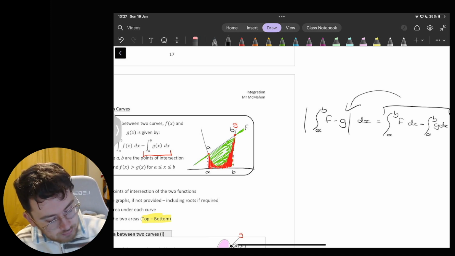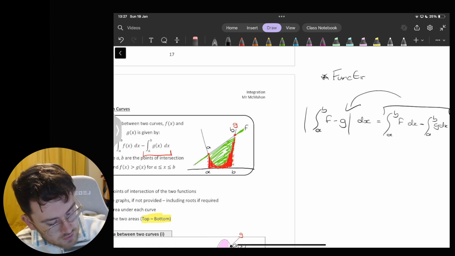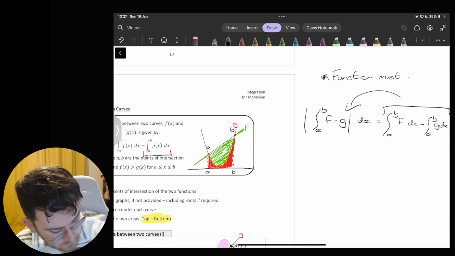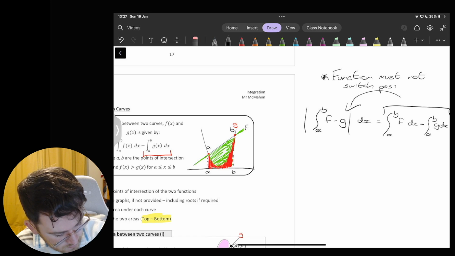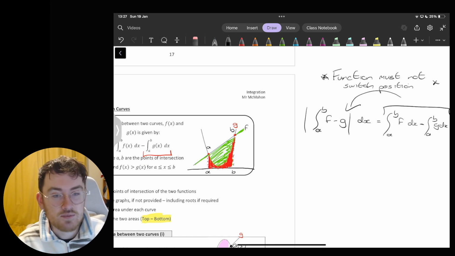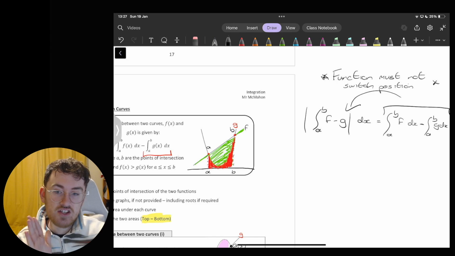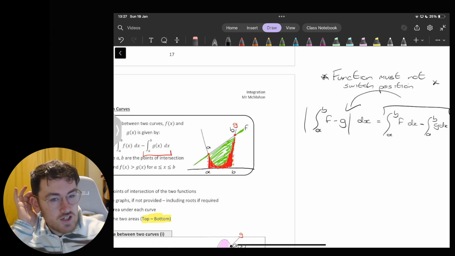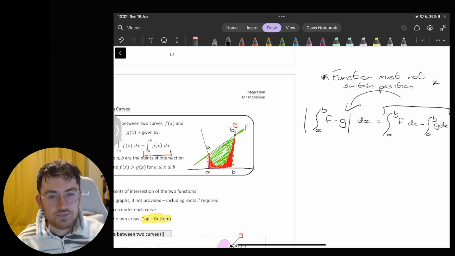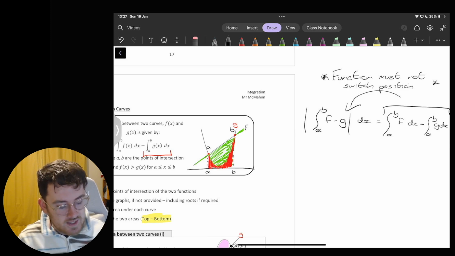As I say, we have to specify the functions must not switch position, or at the very least must not switch position within this range that we're looking at, because if they do, then that's completely going to affect our area. Okay, because then it will affect our integral. But obviously we could adjust it in that way. But we're not allowed to have the function switch position within the range that we're looking at. Okay, but if not, this can definitely be a bit quicker and a bit easier to calculate here.